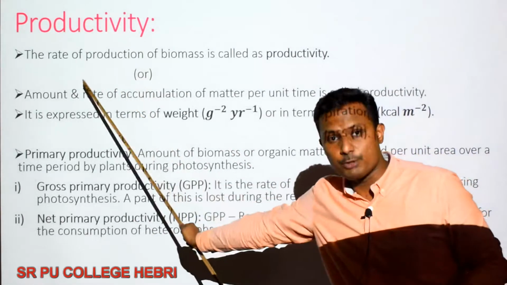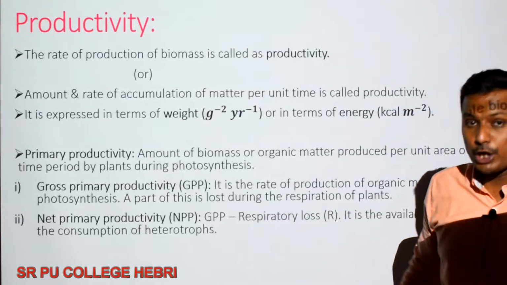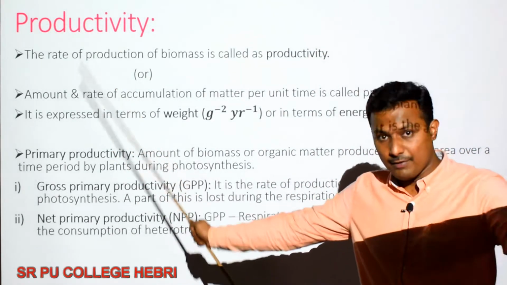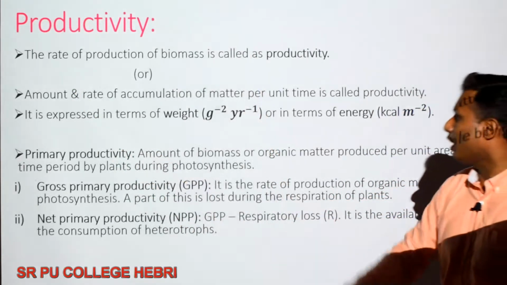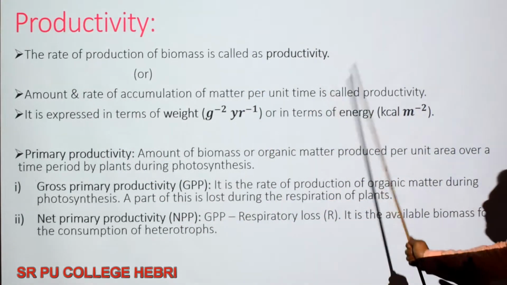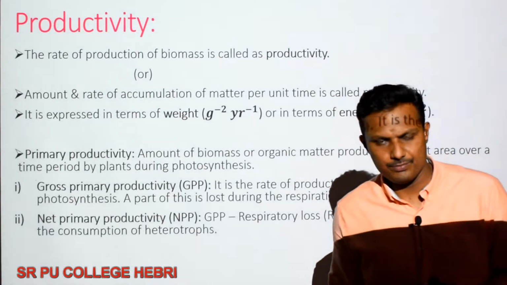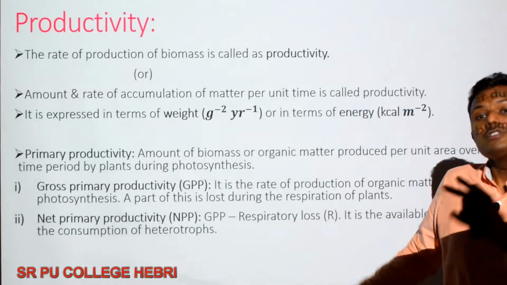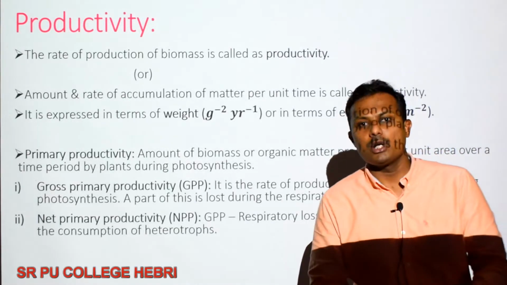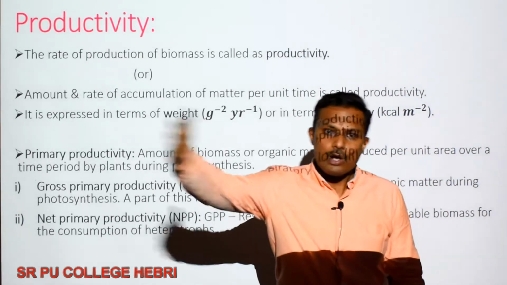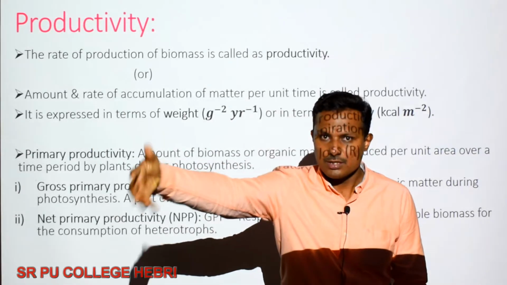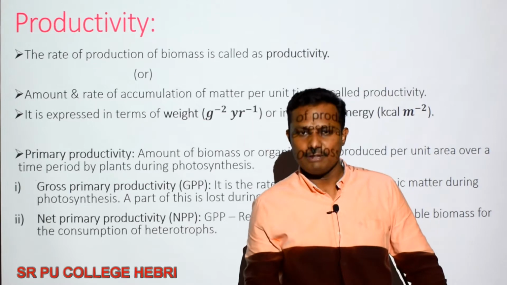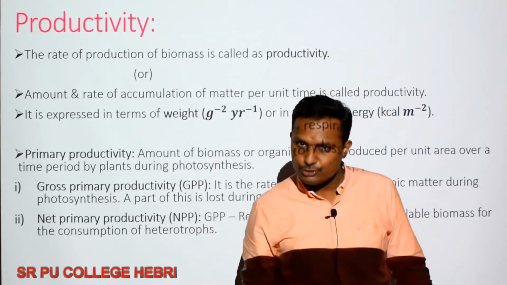So the definition of productivity will be the rate of production of the biomass is called productivity, or in other terms, amount and rate of accumulation of matter per unit time in a given area is what is called. It is simple definition, right? And see, when you see productivity means all organisms, they produce some amount of biomass. We human beings also produce some kind of biomass. The body weight that we have is nothing but the biomass of the human being, yes or no?